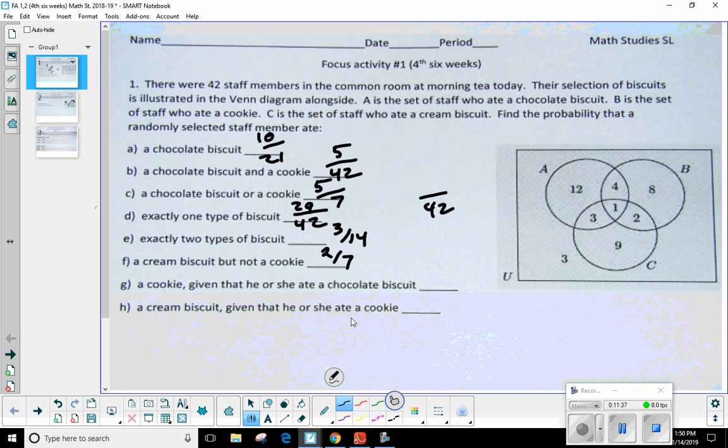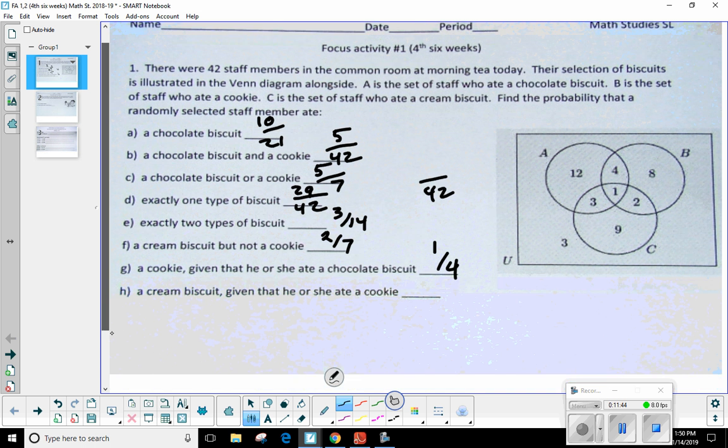Who believes they have this one? Okay, Spencer, what do you think? 1/4. That's right. Do we want to talk about this one?